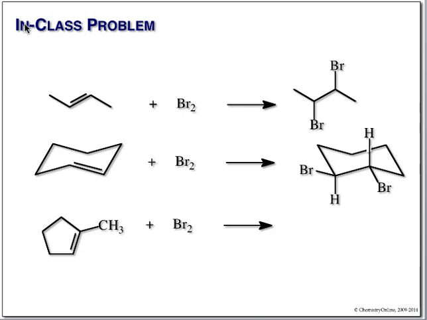Here we have a simple cyclopentene with bromine. We're going to put a bromine on each carbon, and they're going to be trans to each other. Here I have one bromine up, one down, and again it's a 1,2-dibromide.